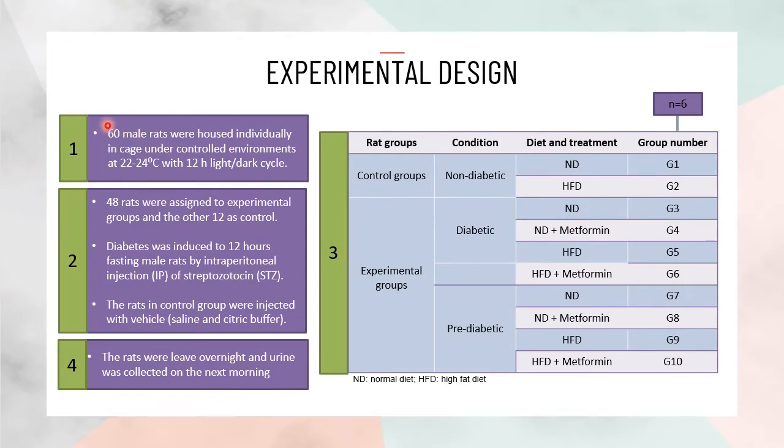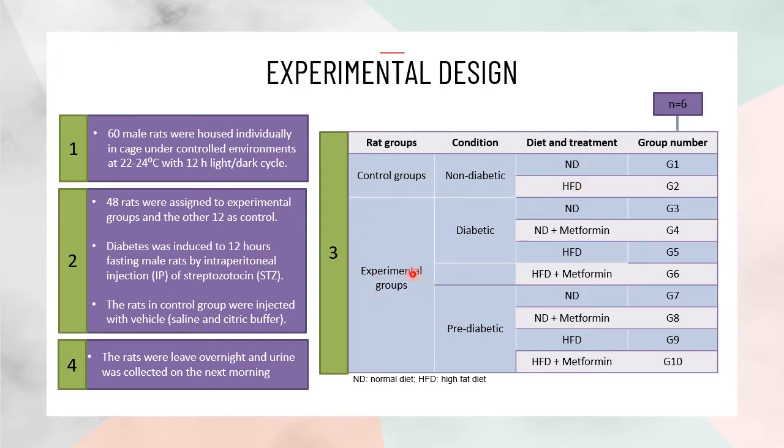In total, 60 male rats were used and 48 were assigned as the test group. In the test group, diabetes was induced prior to urine collection the next morning. These are the groups that we have created. The control groups are non-diabetic, and we have two different treatments, the normal diet and also the high-fat diet.